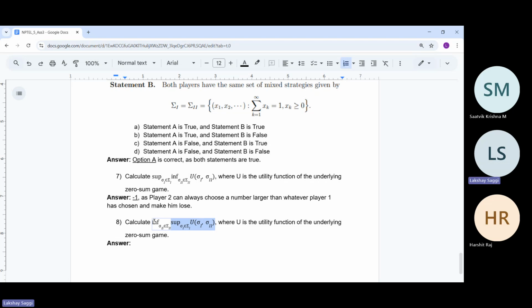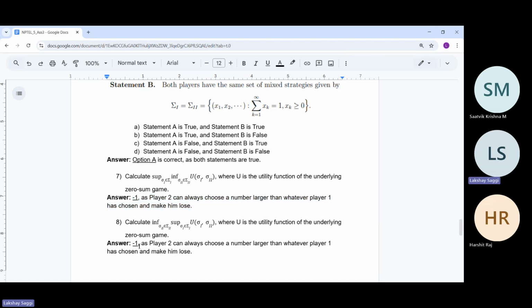And now we are taking the infimum over all possible strategies. And so all of these are ones. So we are taking the minimum over ones. All of the things are ones. And so the minimum over plus ones will just be +1. So yeah, maybe I'll just copy this. So the answer will be 1, as player 1 can always choose a number larger than whatever player 2 has chosen.